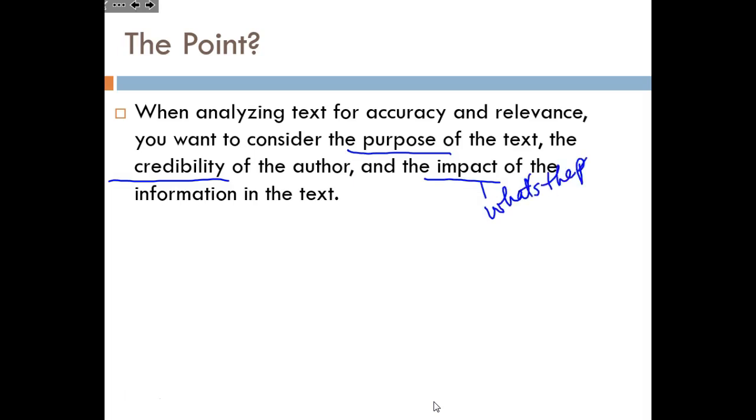So what's the point of what they're trying to write? Maybe you have a credible author. Maybe it came from a published source. They're trying to persuade you. But if they are giving you lots of stereotypes or inaccurate information, then their point's off. Don't use that source.